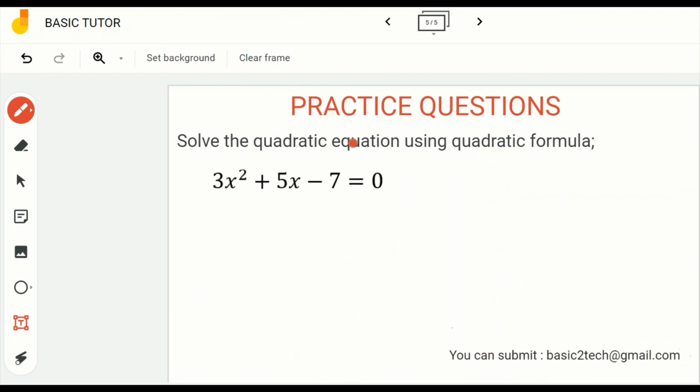So here is a practice question to practice what we just learned. We are asked to solve the equation using the quadratic formula.